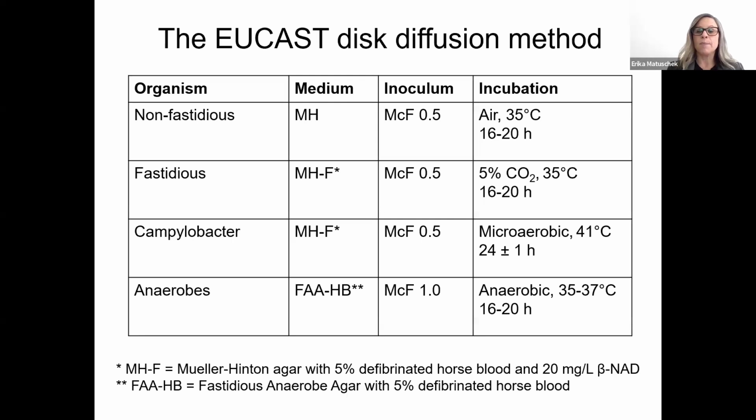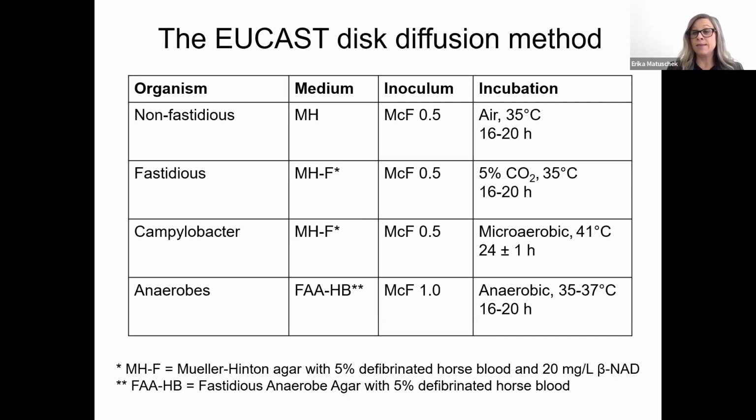And quite recently, we also published a disk diffusion method for anaerobic bacteria, which previously had been lacking in the EUCAST system. And for this, we have developed another medium. The MH-F medium is not good enough for testing anaerobic bacteria. So here we need another medium.